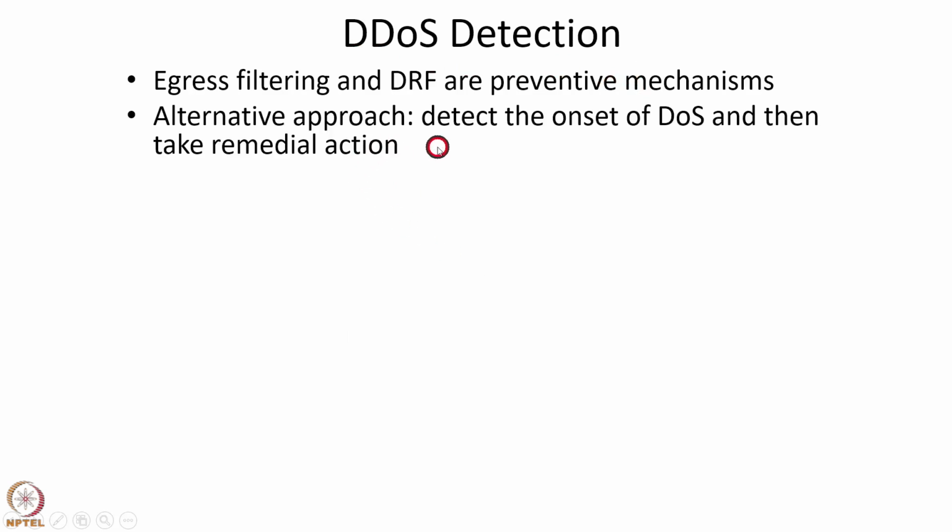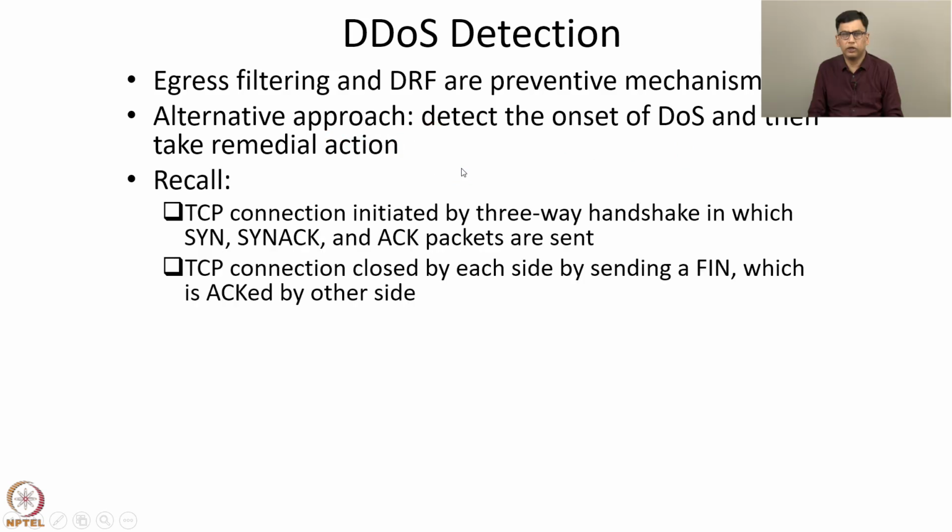An alternative approach is we detect the onset of denial of service and then take remedial action. So that is, we detect denial of service attacks. Recall that a TCP connection is initiated by a three-way handshake in which SYN, SYNACK and ACK packets are sent. Later on, the TCP connection is closed by each side by sending a FIN packet which is ACKed by the other side.